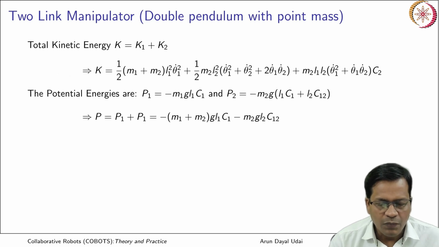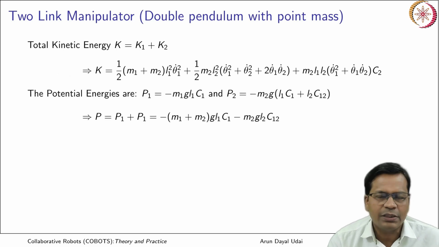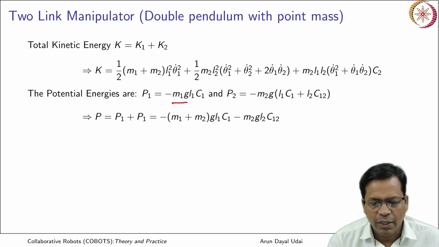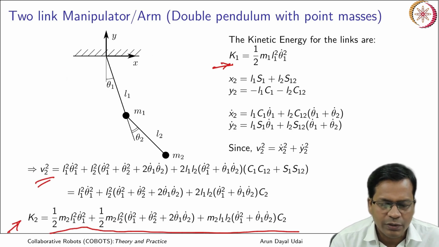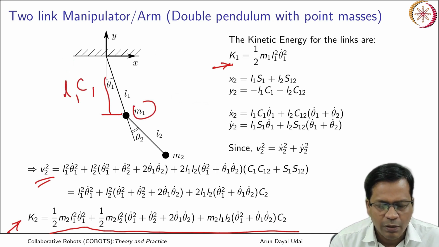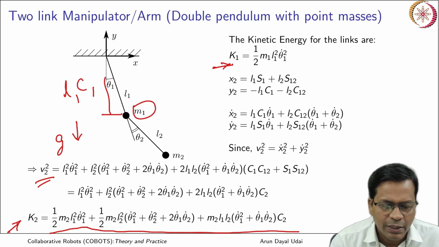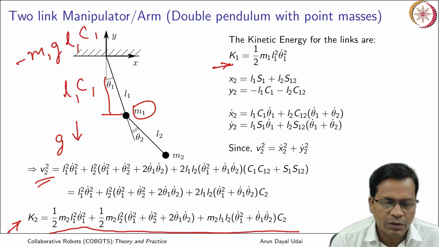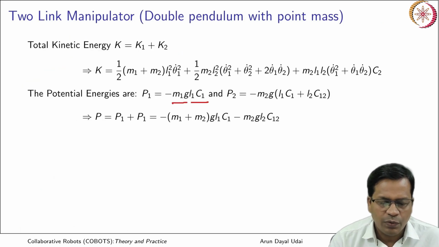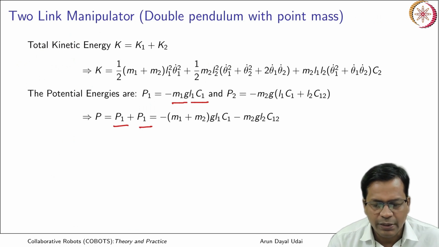Okay. Now the potential energy. Potential energy is very straightforward. It is mg into L1C1. Let us go back to this and you can just see here it is L1C1. So this is the mass, this is acceleration due to gravity. So it is directly m1 g L1C1. This is your potential energy for the first bob, and similarly for the second bob, both of them I have added here and I got the total potential energy.